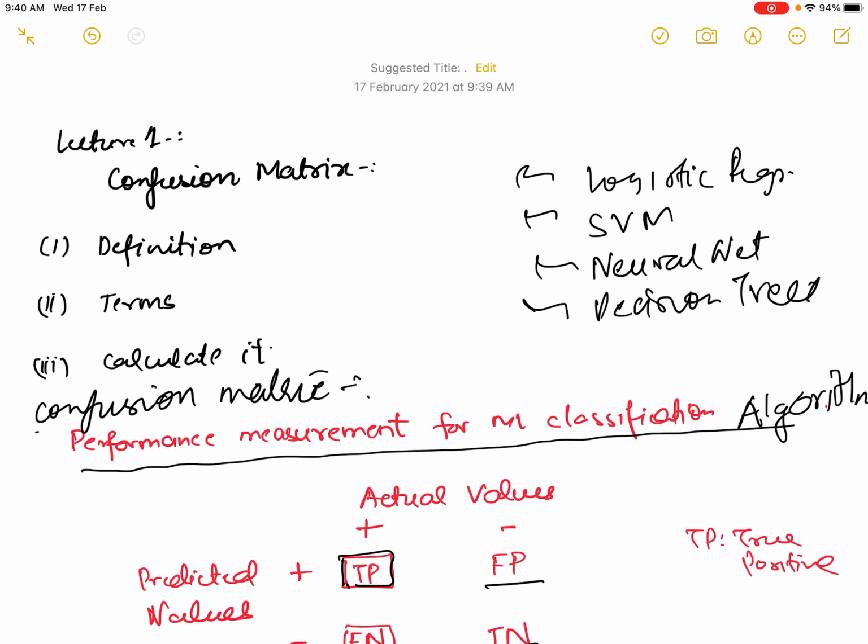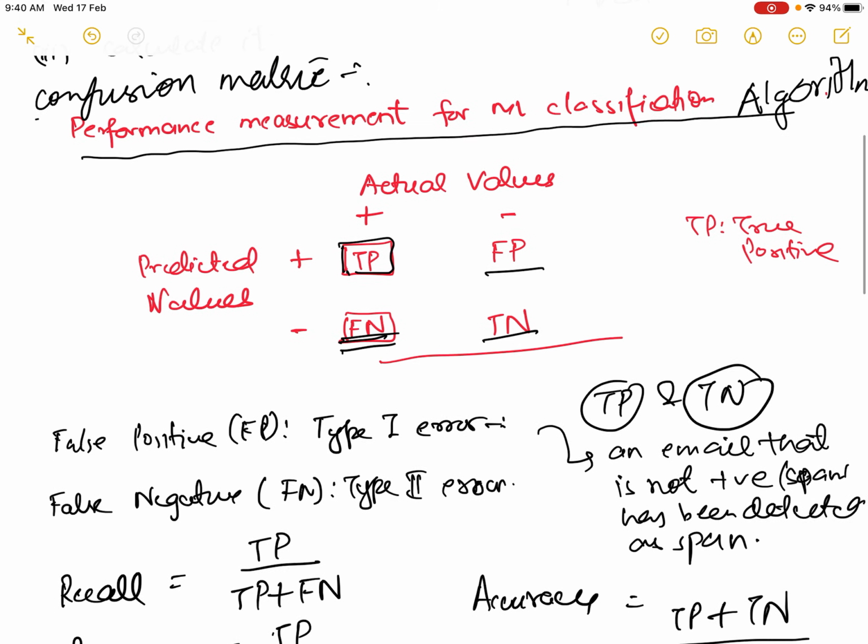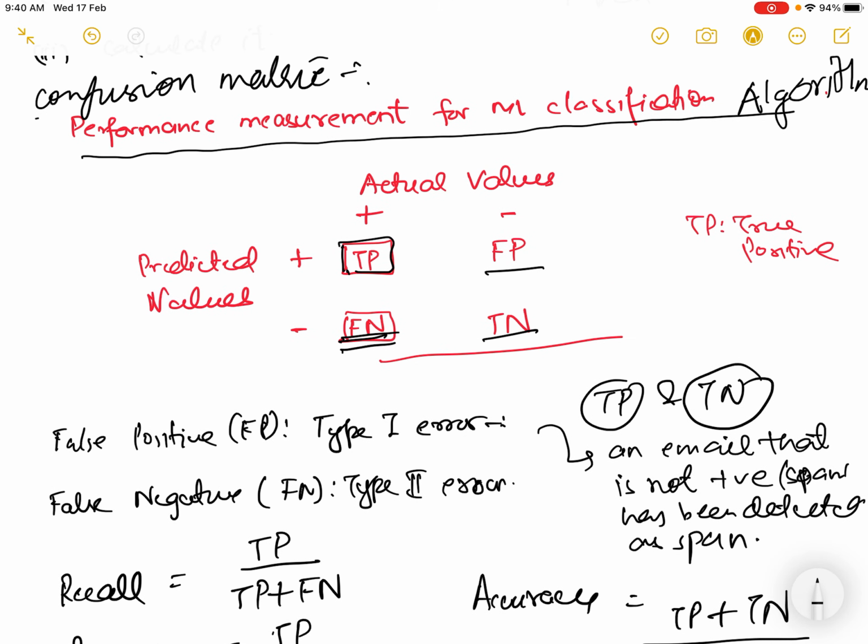What you do actually is, for every algorithm you make this matrix structure, where on the left hand side I have written the predicted values and on the right hand side I have written the actual values. Now what do we mean by the different terms? TP, true positive, FP, false positive, FN, false negative, and TN, true negative. So what is true positive? True positive means in the actual values the output was positive, and what you predicted through your model in the training data set was also positive.